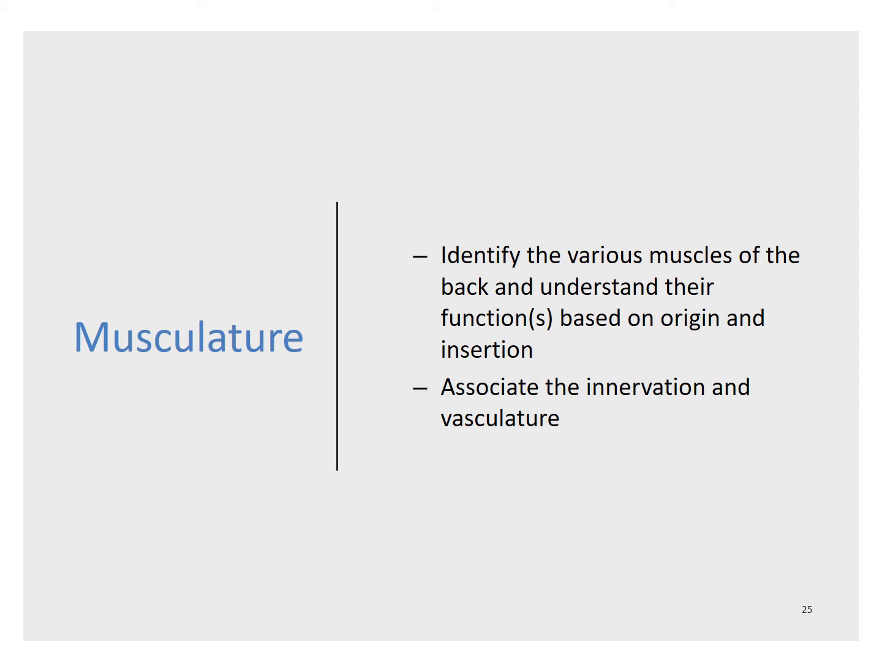Next is going to be the musculature of the back. We're going to identify some of the muscles of the back and try and understand what they do, so what's their function, based on from where to where they go, so their origin and insertion, or proximal and distal attachment. Also, we're going to try and associate the innervation and the vasculature.